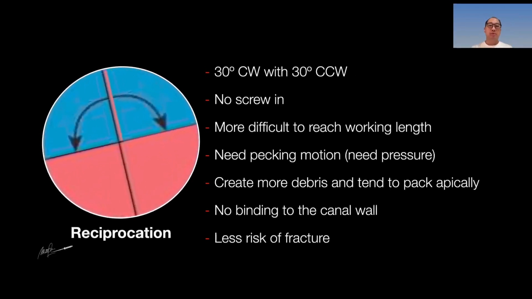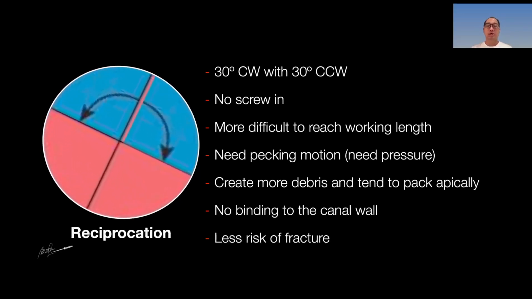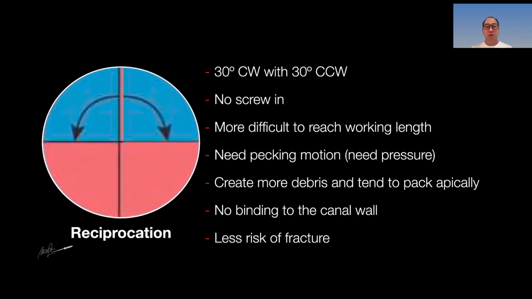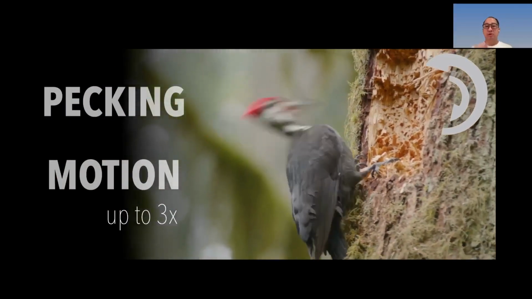And if we are talking about reciprocation, it means we have some degrees clockwise and some degrees counterclockwise. We have no screw-in here because it's not continuous rotation, and it will reach working length a bit easier and longer compared to rotation. We need a packing motion in this, and we need to understand that because it's not 360-degree continuous rotation, it has a tendency to create more debris plaque at the apical. It also has a good advantage: less risk of fracture. A packing motion is like this: one, two, and three.